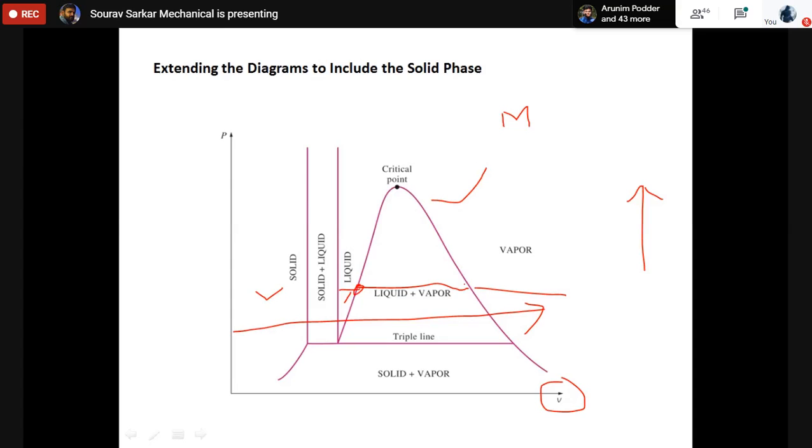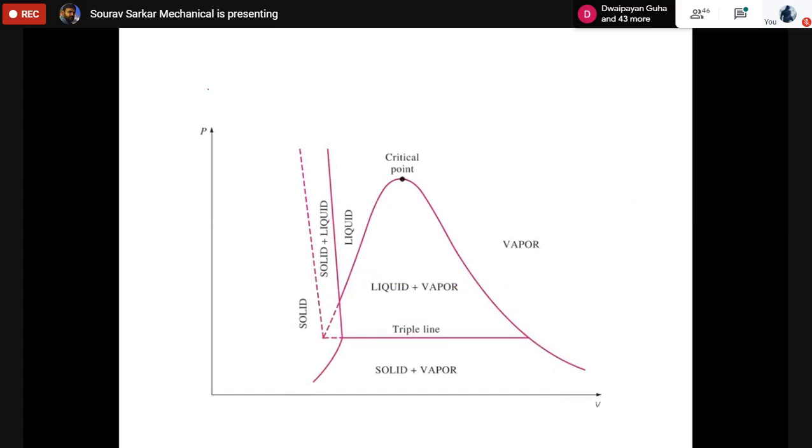Okay, so this is one kind of PV diagram for a specific kind of substances. These substances always expand during melting. This type of substances expands during melting. But life is not so simple.